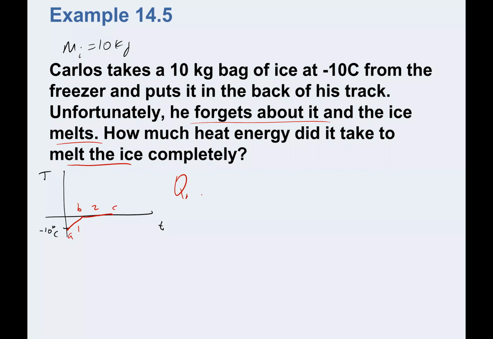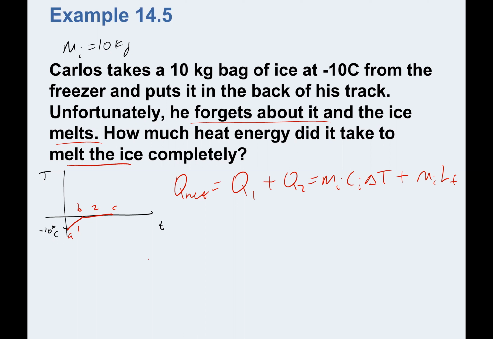That means my Q net represents Q1 plus Q2, just 2 stages. Q1 here is changing the temperature of the ice cube, so this will be mass of ice times specific heat of ice times delta T. Then Q2 represents the stage where it melts, so it becomes mass of ice times heat of fusion. All right, that means we have only 2 stages because we don't go beyond that point.